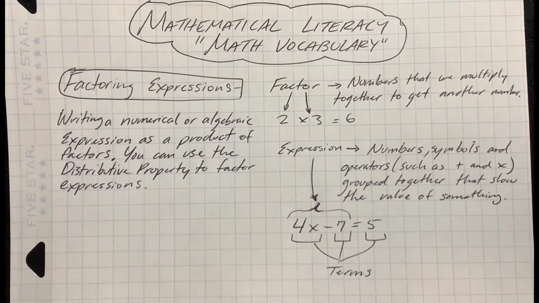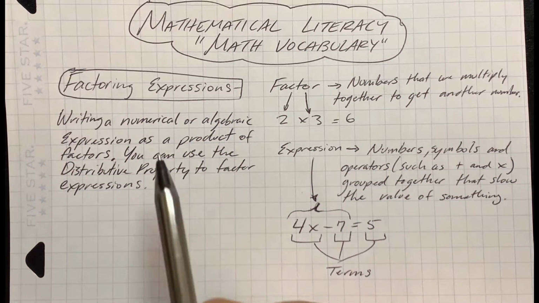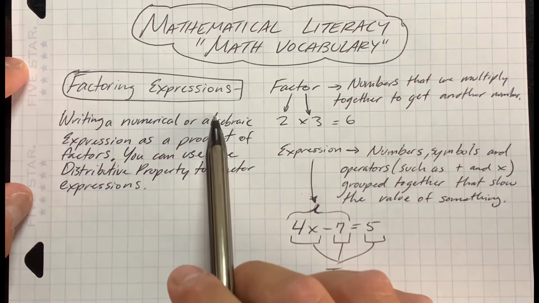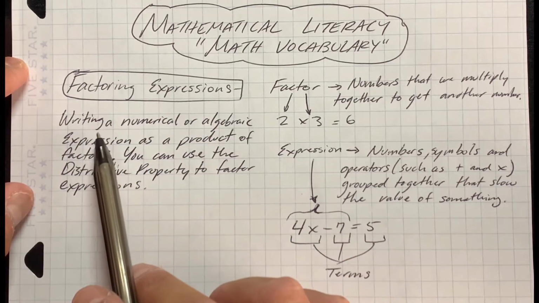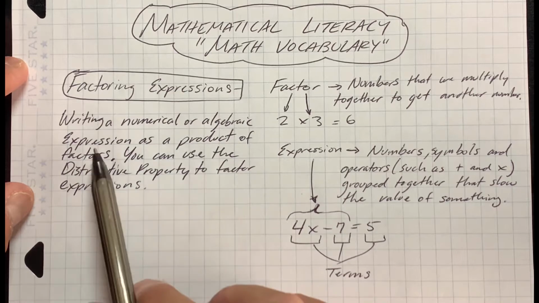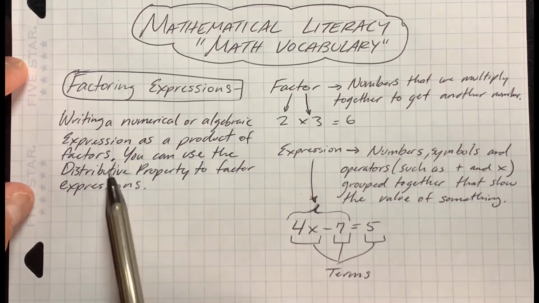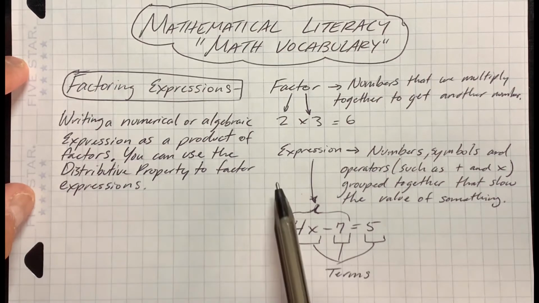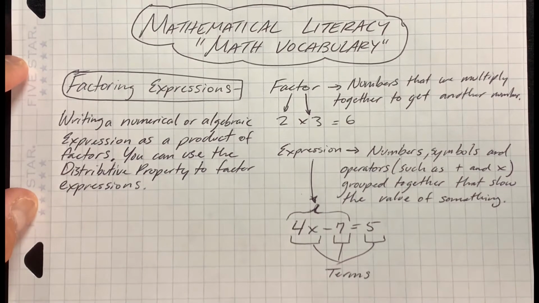All right, so for our mathematical literacy, and by that, I'm talking about our math vocabulary words. So we're going to factor expressions. Now, we're going to break this word apart, factoring expressions. What it means is that we write a numerical or algebraic expression as a product of factors. You can use the distributive property to factor expressions. We just learned about the distributive property with 5.4. And just remember that all the lessons we do, they build upon each other.